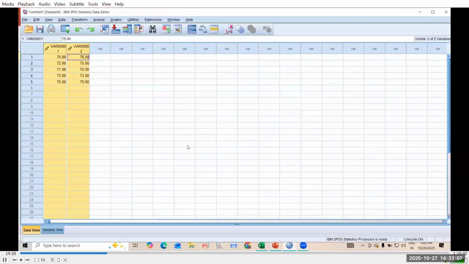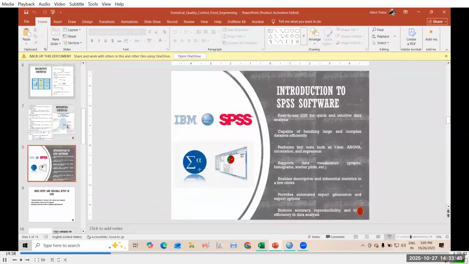Here I have the SPSS software. It is the IBM SPSS Statistics Data Editor, version 24, and this is what the SPSS software looks like. This is the variable table. We can put all our data sets here, and these are the toolbars for the analysis of all these statistical parameters. Later we will see how we enter the data in it and analyze the parameters.